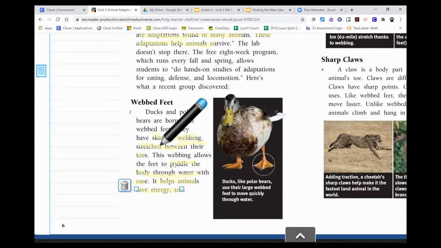So that's what we highlighted. That is how webbed feet helps these animals. Let's make sure we look at the caption. Ducks, like polar bears, use their large webbed feet to move quickly through the water. I'm also going to highlight that. I think that's important. That's another way that webbed feet helps them. It helps them move quickly through the water.